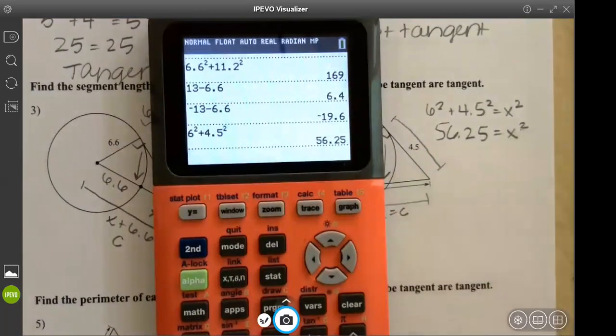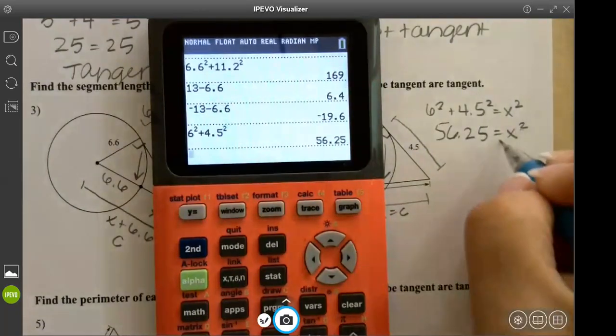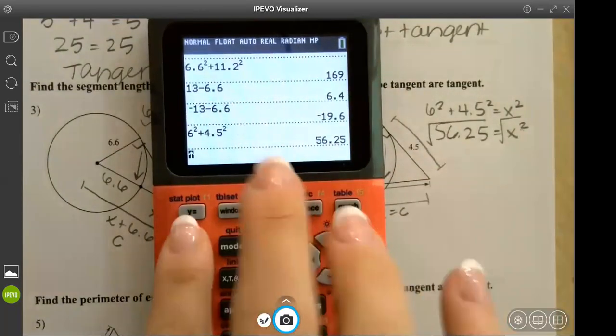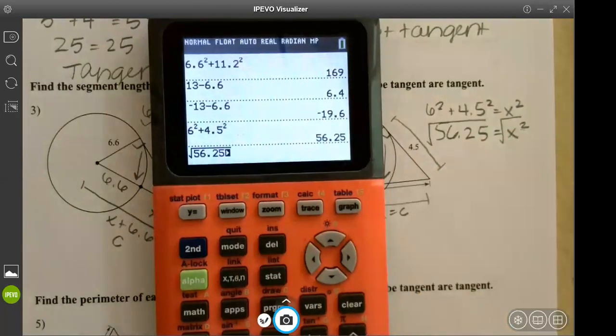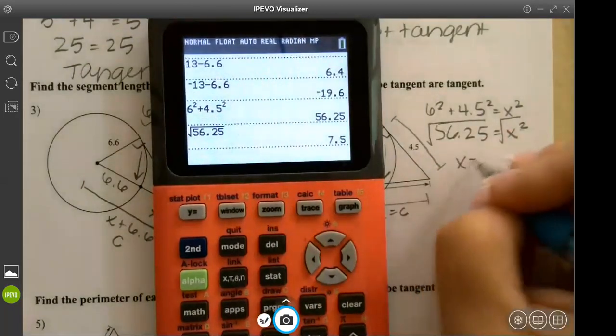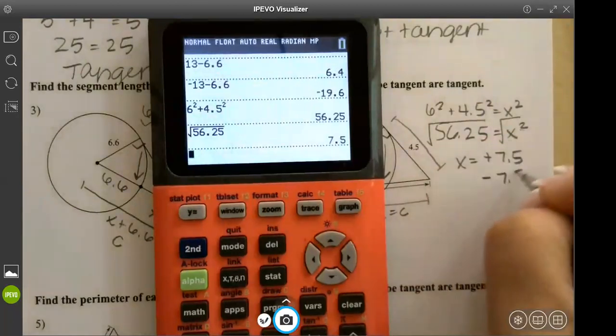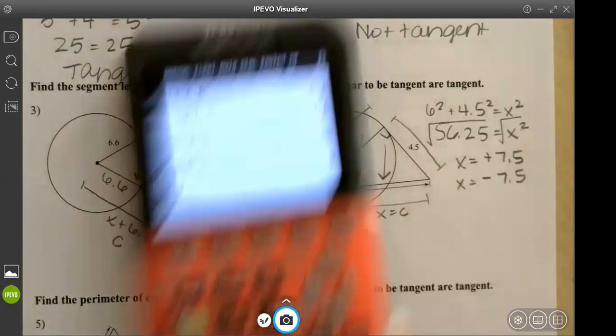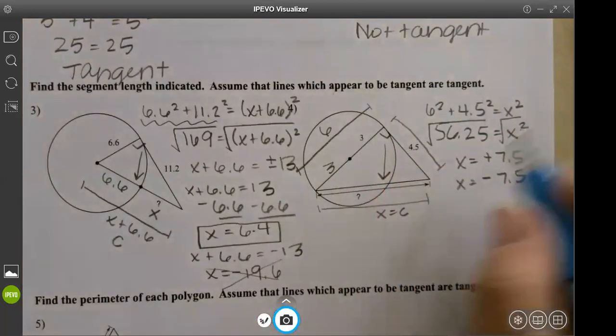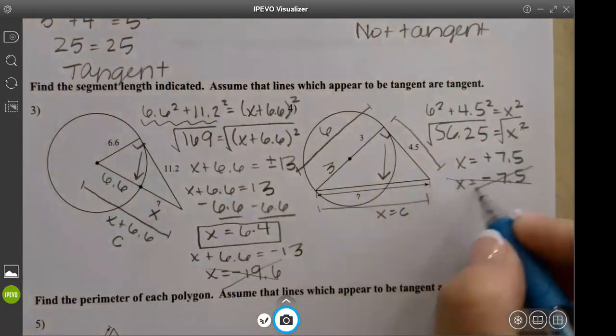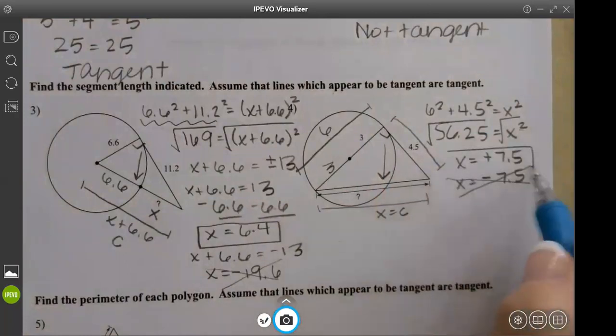How do I get rid of the square? Square root it. And I get X equals, remember there's a positive 7.5 and a negative 7.5. Since this is a full measure, we can't have that one, but can only have the positive.